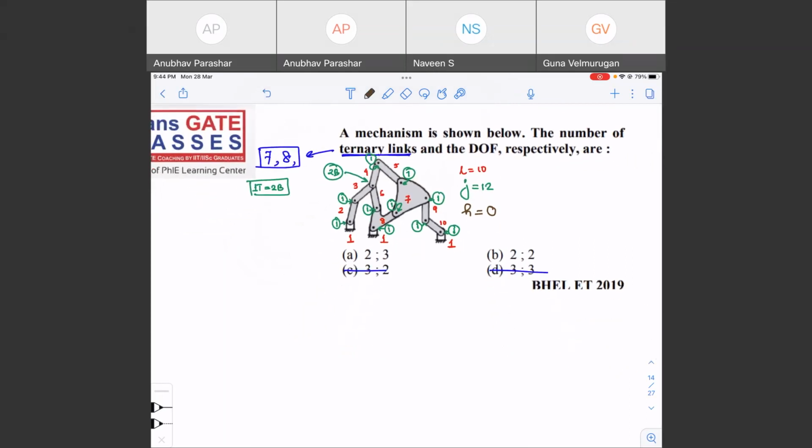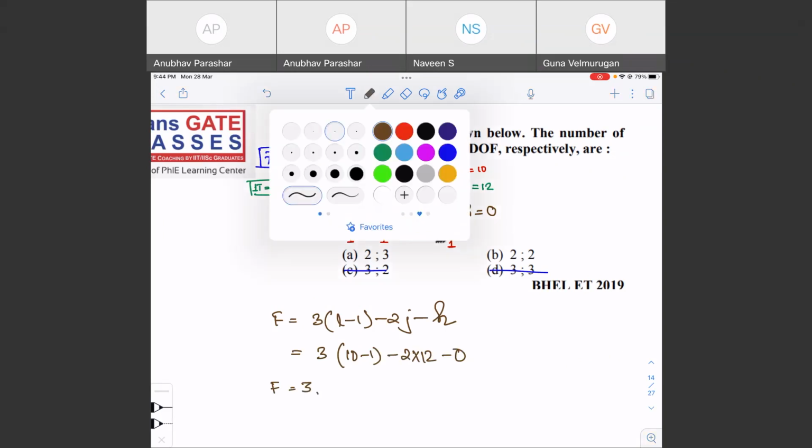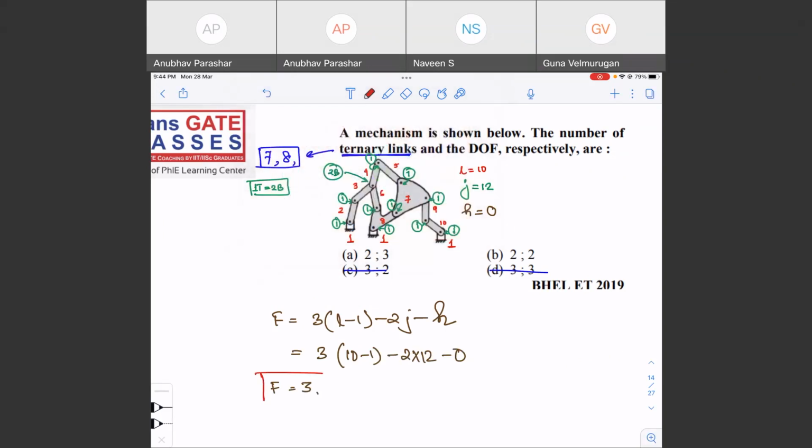So what is the equation for degree of freedom? Degree of freedom is equal to 3 times (L minus 1) minus 2J minus H. So what is the degree of freedom? Come on, fast. 3 into (10 minus 1) minus 2 into 12 minus H, that is 0. So F is equal to 9 threes are 27, 27 minus 24, that is equal to 3. In this case, degree of freedom is equal to 3.